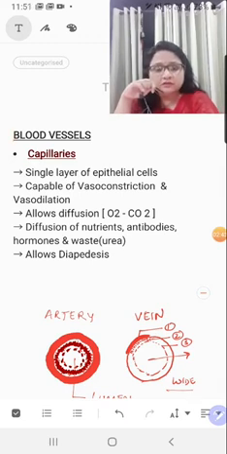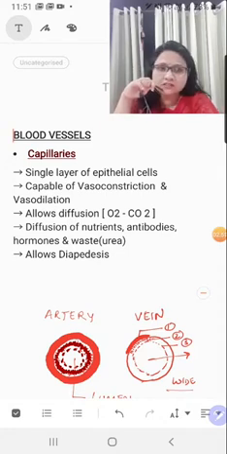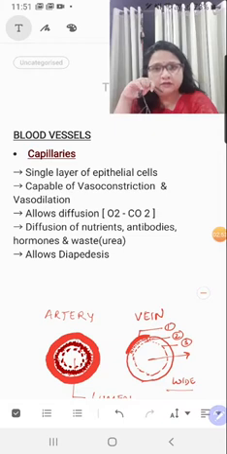Why? Because when these capillaries dilate, they allow maximum movement of blood, maximum circulation of blood beneath the skin, and this maximum circulation is basically for the purpose of loss of heat. Right, but since it is beneath the skin, much blood is flowing, and this is what turns your face red.